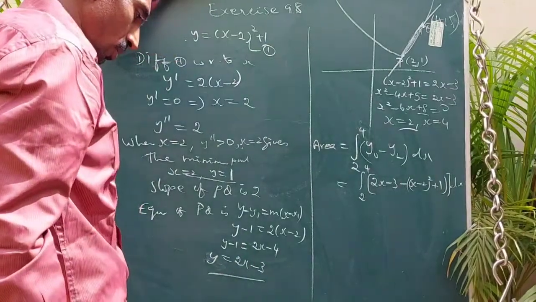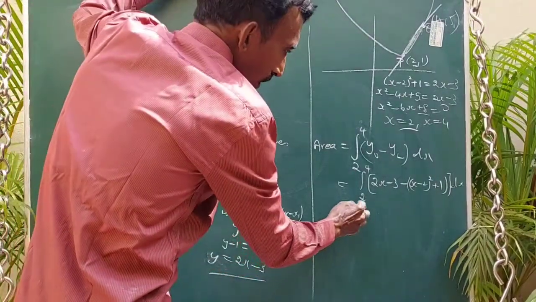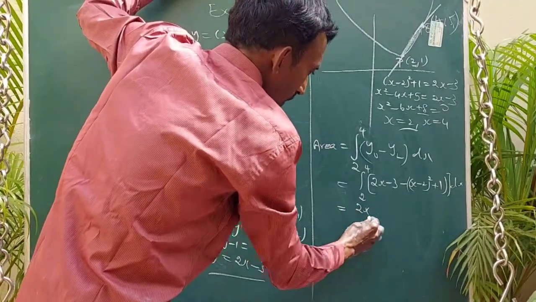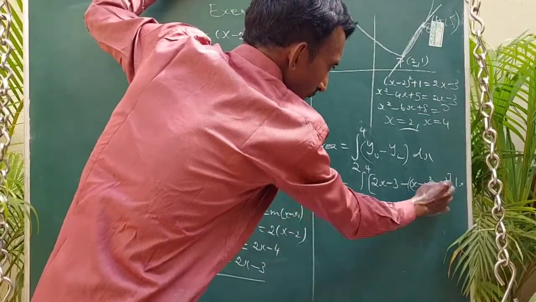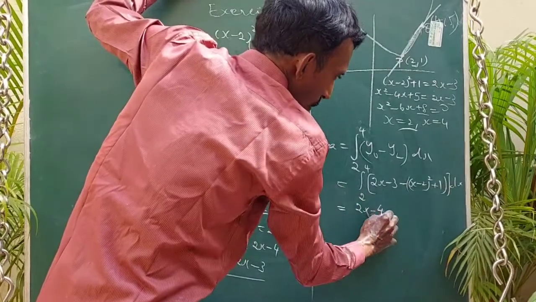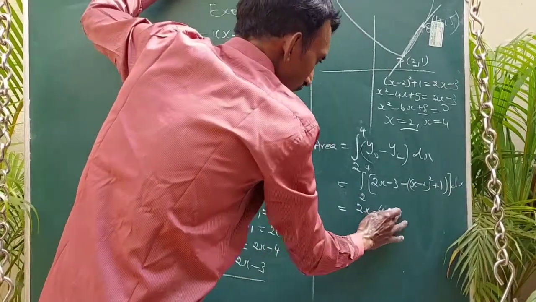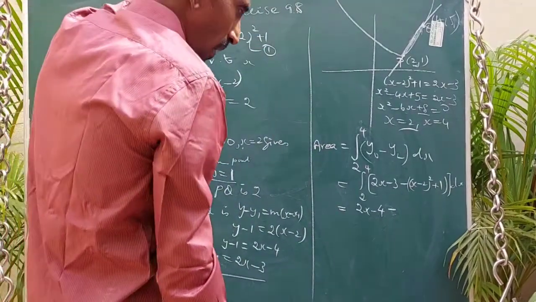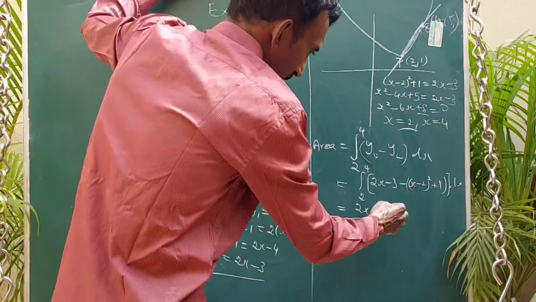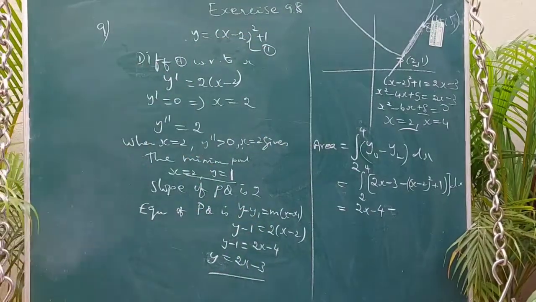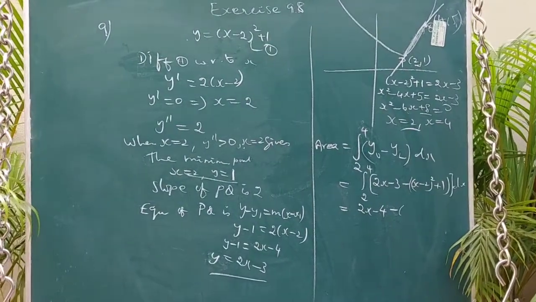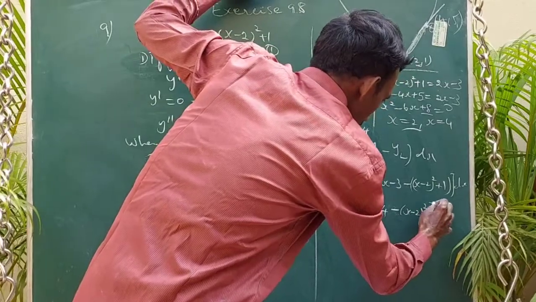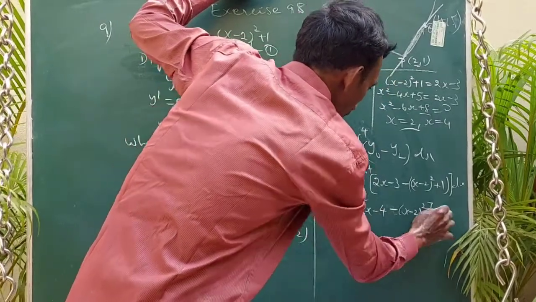Okay, so what is that? If you multiply inside, what are we getting? 2x minus, minus into plus, minus 4 plus... if we expand, what are we getting? (x minus 2) the whole square. If we expand and simplify, otherwise do it directly. Okay, so do it directly, (x minus 2) the whole square. So integral 2 to 4 into dx.